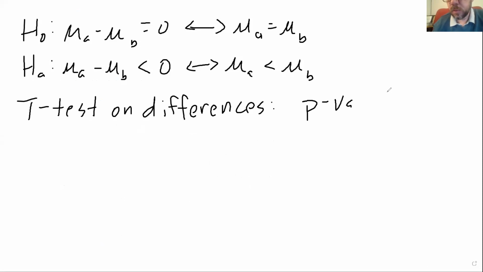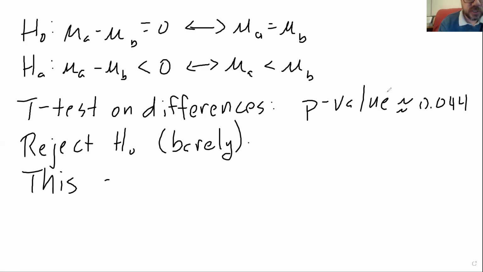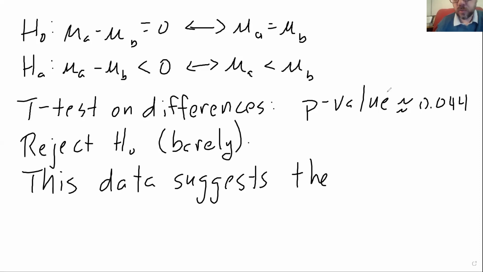P-value about equal to 0.044. So we should reject the null hypothesis. Barely. This data suggests the diet works. There you go. Pretty straightforward.